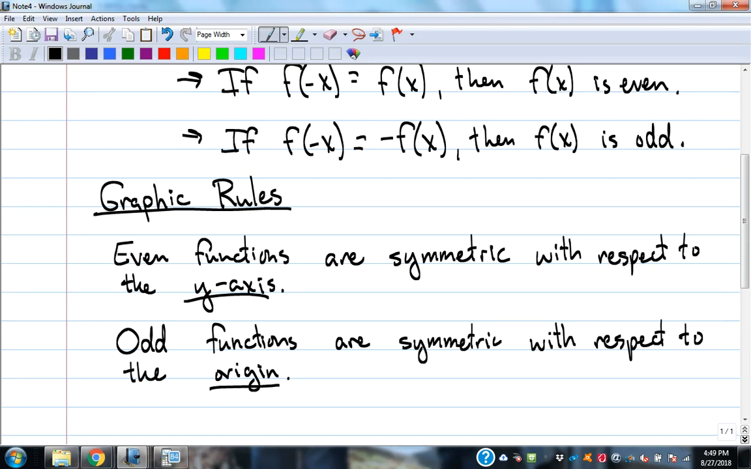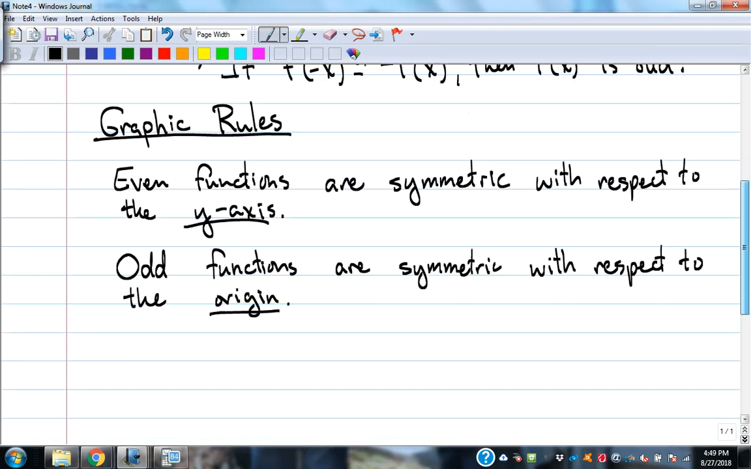But even functions, symmetric with respect to the y-axis. Odd functions, symmetric with respect to the origin. Neither is just going to be anything in between that doesn't do either of those. Okay, let's look at some functions real quick.